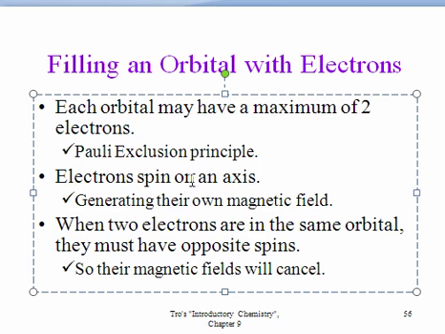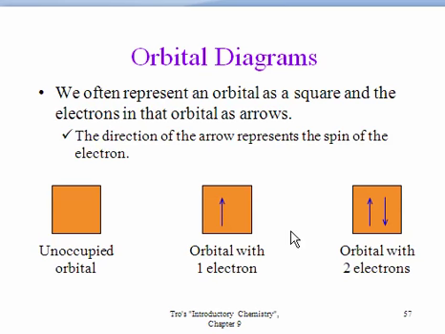Well, electrons actually have what's known as a spin. They have an axis that they spin around. And when they do this, they generate their own magnetic field. When two electrons are in the same exact orbital, their spins are opposite and their magnetic fields cancel out. So the way that we represent spins is by an up arrow or a down arrow. This has one spin, this has the opposite spin. We often just say spin up and spin down.